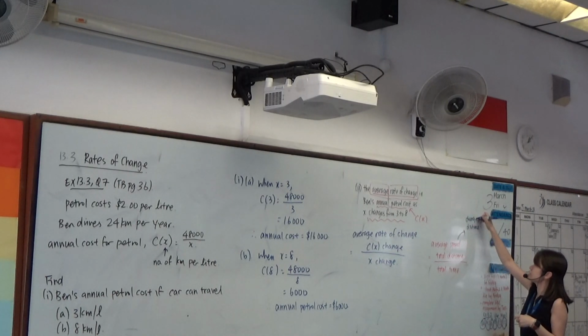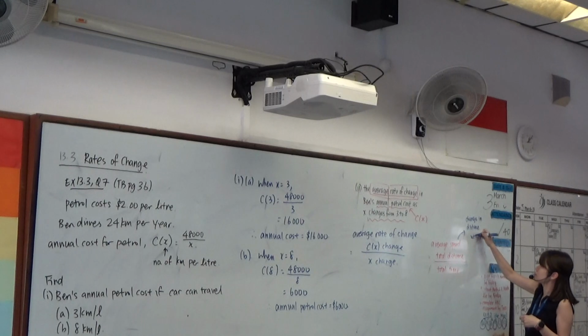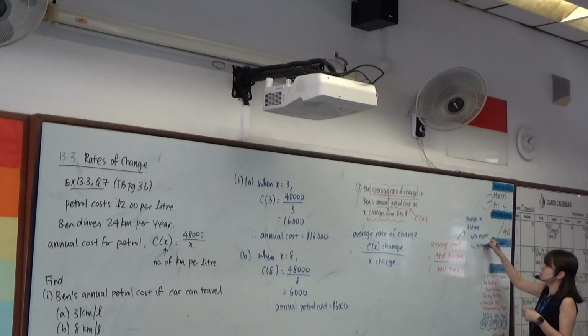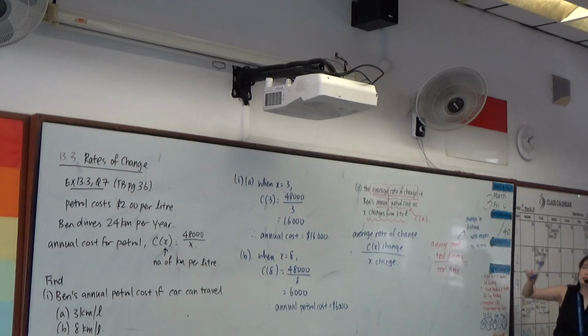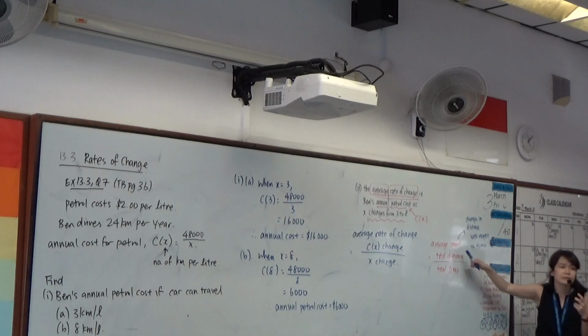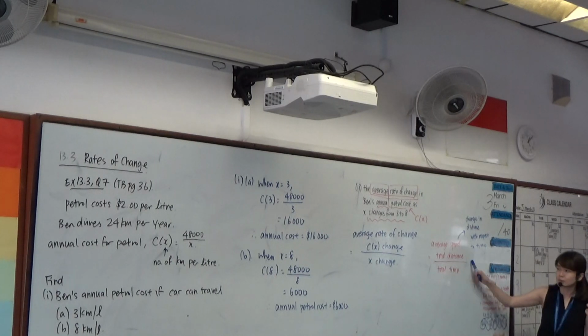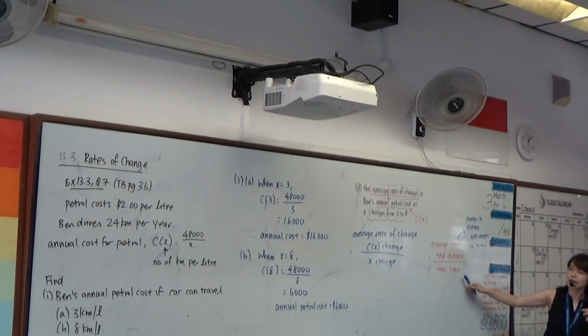Change in distance with respect to time. Okay, that's our understanding about speed. It's about change in distance with respect to time. That's why we have a formula being expressed this way, total distance over total time.